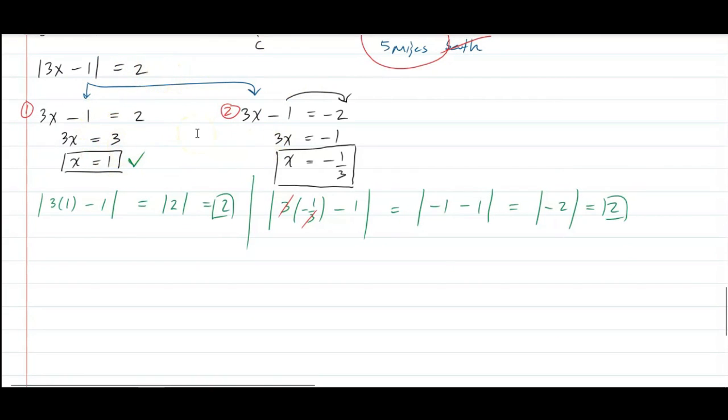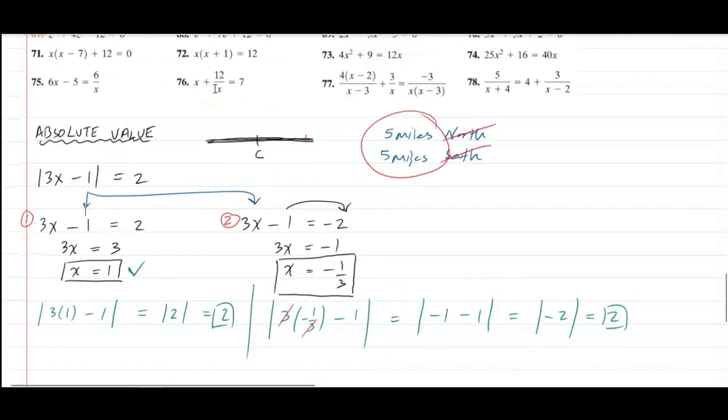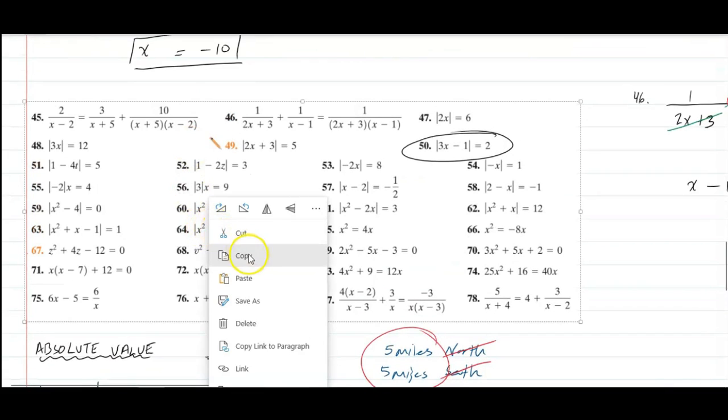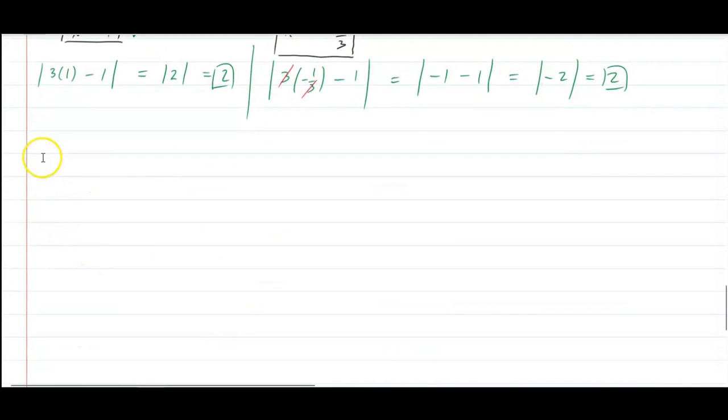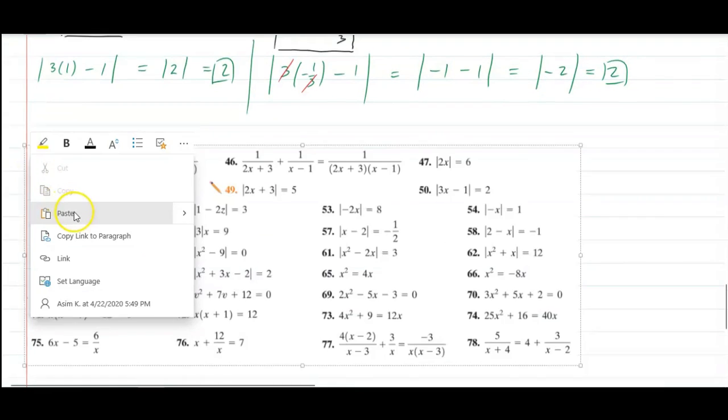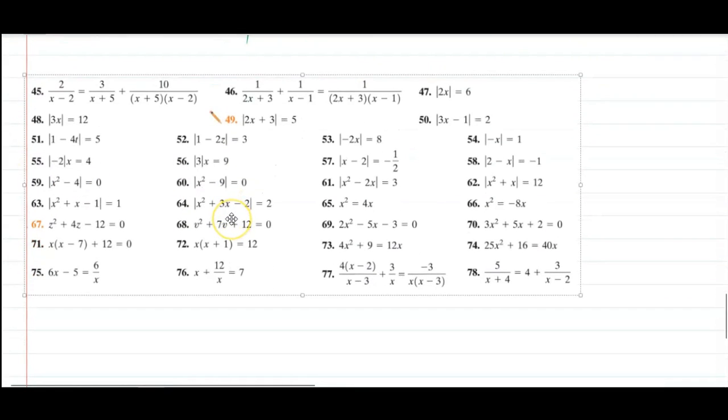These are the steps. You basically first take the 3x minus 1 and equal it to 2, but then you say, I'm going to take the 3x minus 1 and equal it to negative 2, because the absolute value of negative 2 is still positive 2. All right? Try to absorb that and learn it. You will eventually wrap your mind around that kind of abstract thinking, but it's very important though.